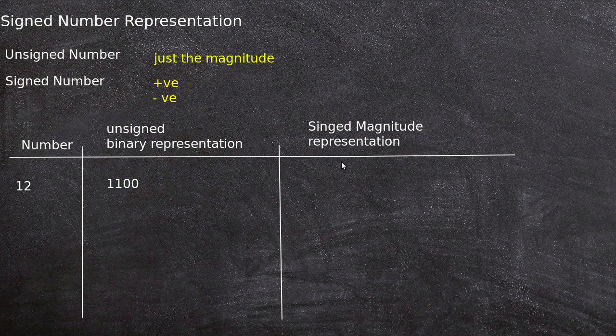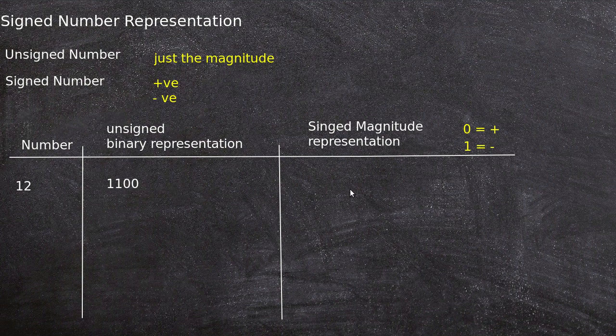Now if we want to represent it using signed magnitude representation, then we need one extra bit to represent the sign, because in binary there is no other symbol available. Only two symbols are there, either 0 or 1. So the sign is also represented using either 0 or 1 so that the computer understands. To represent the plus sign we use 0, and to represent the minus sign we use 1.